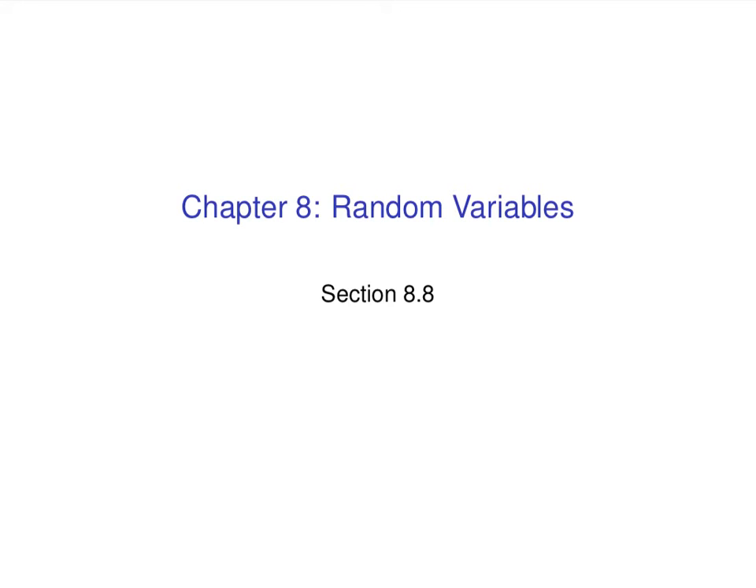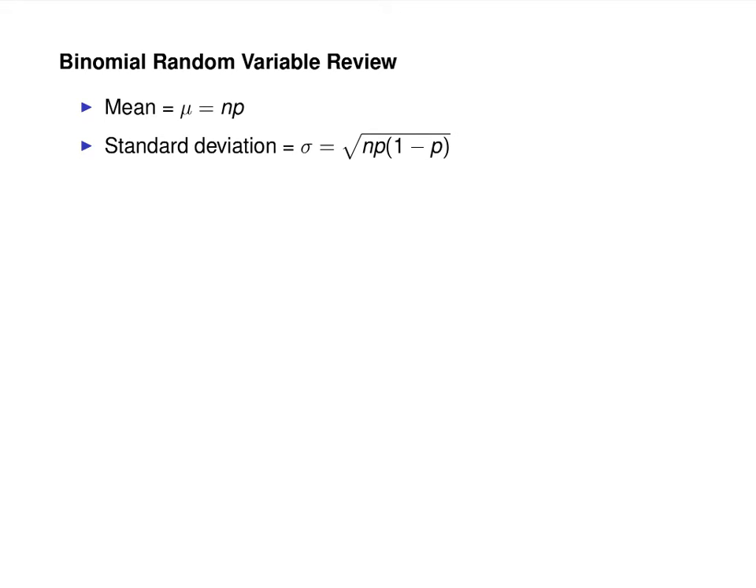In this lesson, we are going to finish our study of random variables. So the first thing we'll do is just a quick review of those binomial random variables again. Remember that the mean of a binomial random variable is NP, and the standard deviation is the square root of NP times 1 minus P.